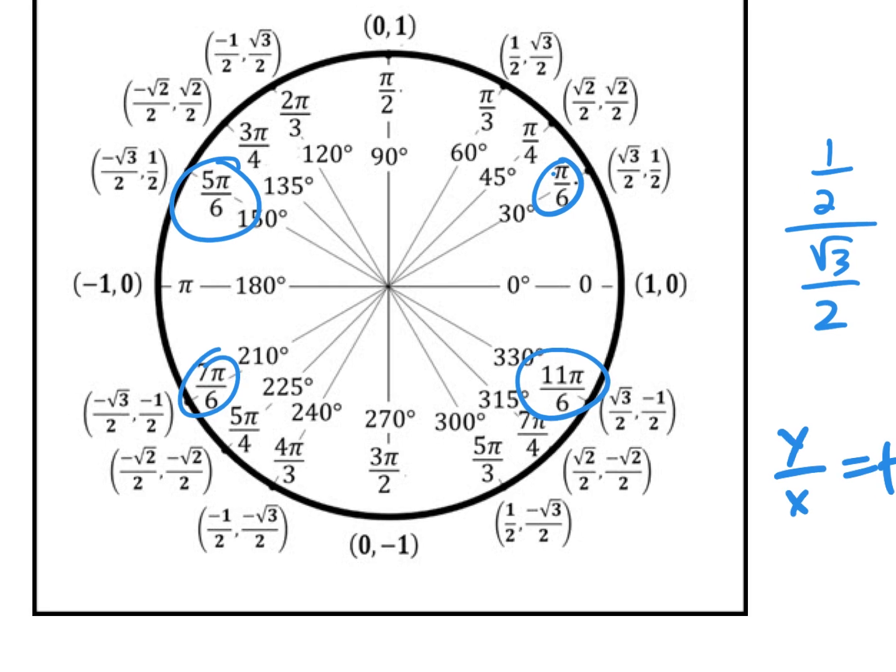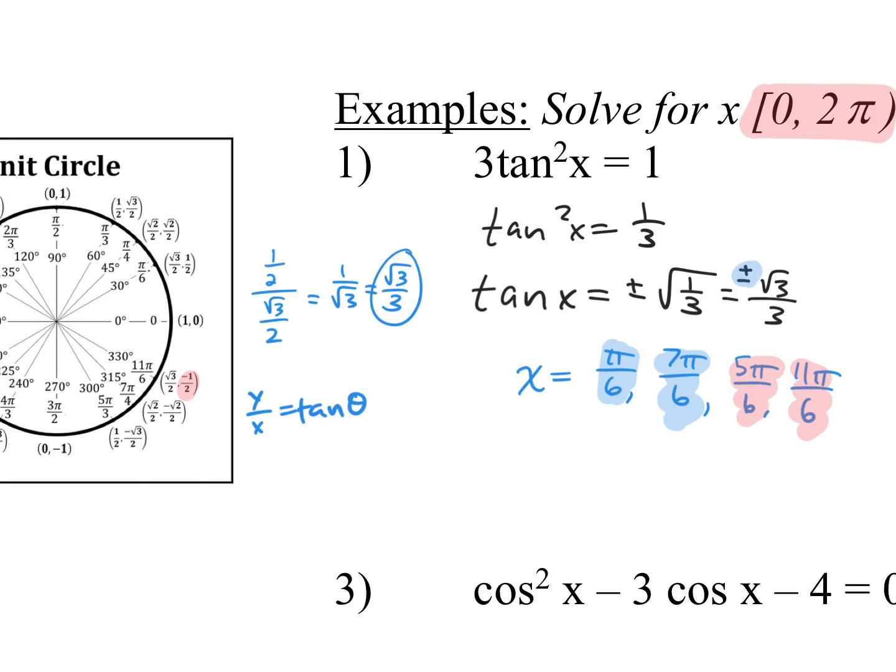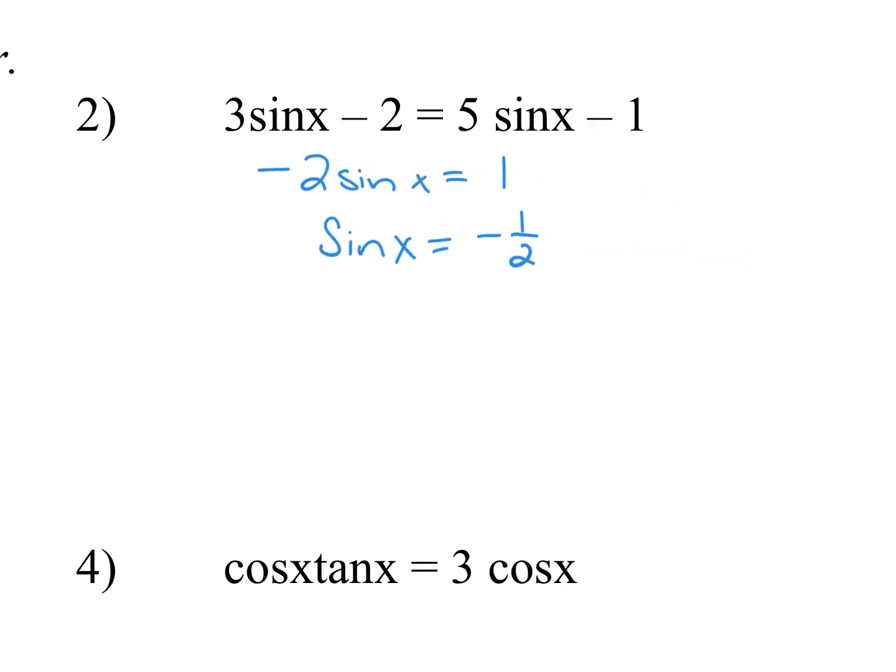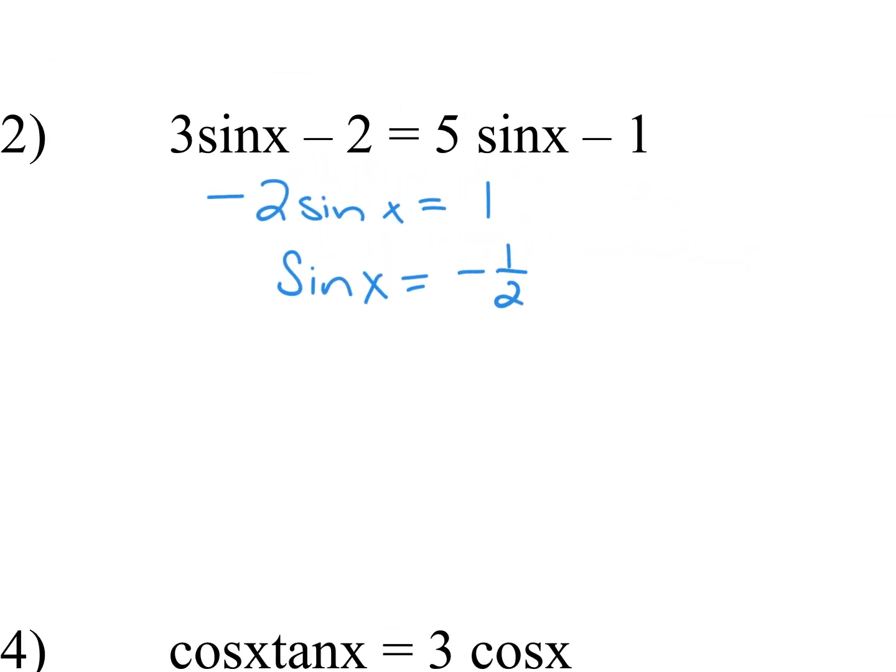Well, that's going to happen in 2. Let's get rid of these marks from last problem. If I'm looking for a sine of negative 1/2, I'm looking for a y coordinate of negative 1/2. That happens in 2 places. That happens at 7 pi over 6 and 11 pi over 6. So our solutions are as simple as that. So x equals 7 pi over 6 and 11 pi over 6.